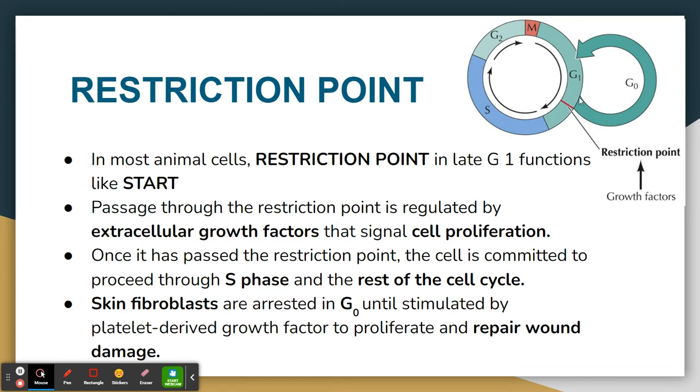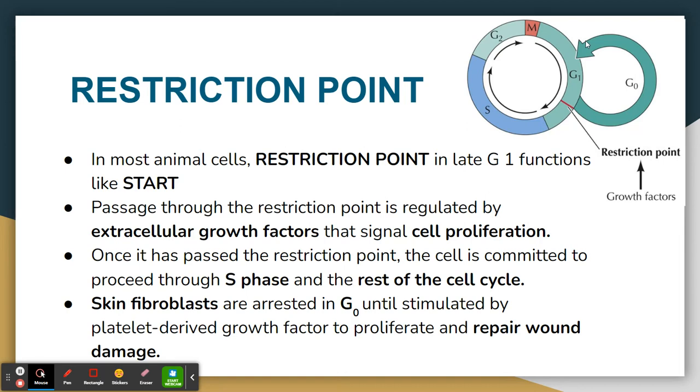However, in contrast with start, the passage through the restriction point is regulated by external growth factors that signal cell proliferation. Once it has passed the restriction point, the cell is committed to proceed to the S phase and the rest of the cell cycle. However, some cells remain in the G0 stage.